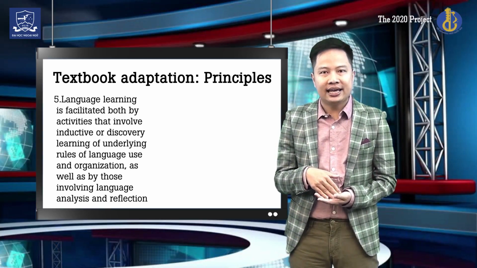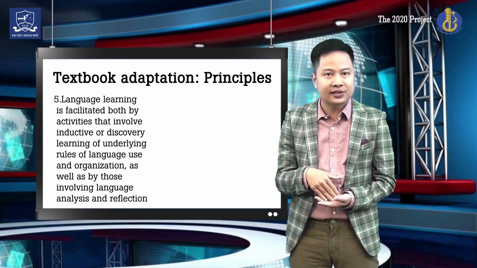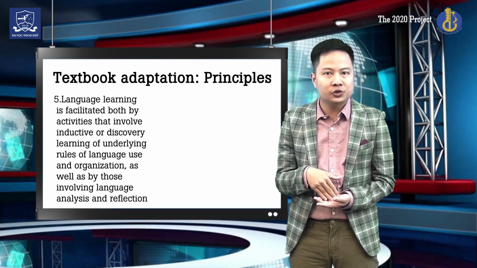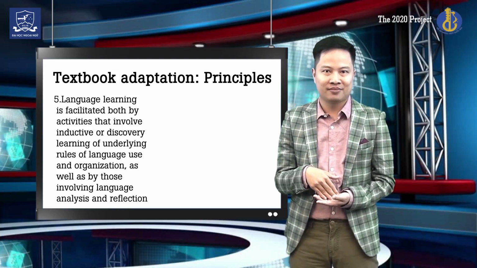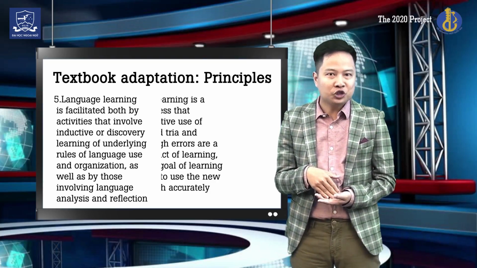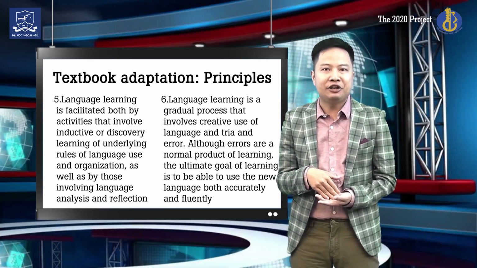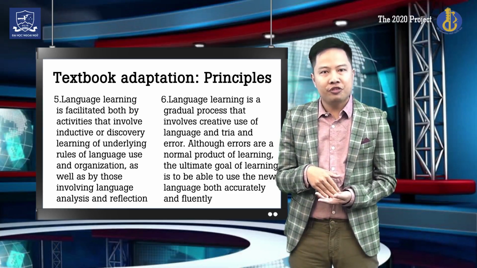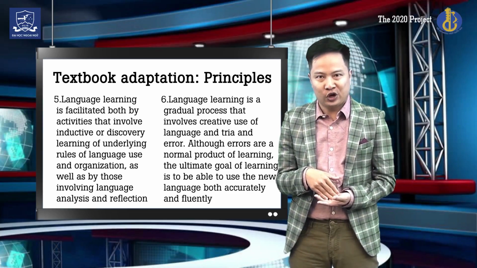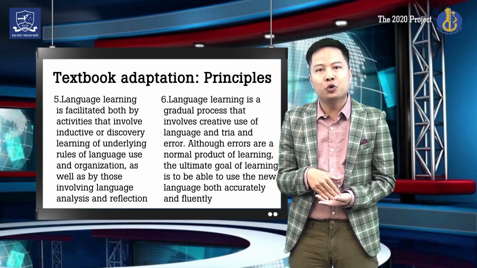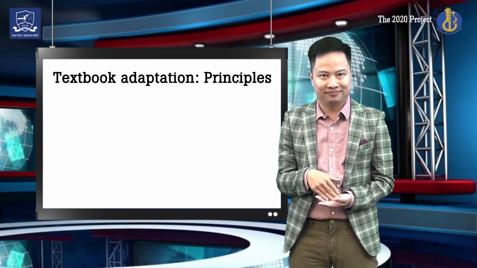Fifth, language learning is facilitated both by activities that involve inductive or discovery learning of underlying rules of language use and organization, as well as by those involving language analysis and reflection. Sixth, language learning is a gradual process that involves creative use of language, trial, and error. Although errors are normal products of learning, the ultimate goal of learning is to be able to use a new language both accurately and fluently.